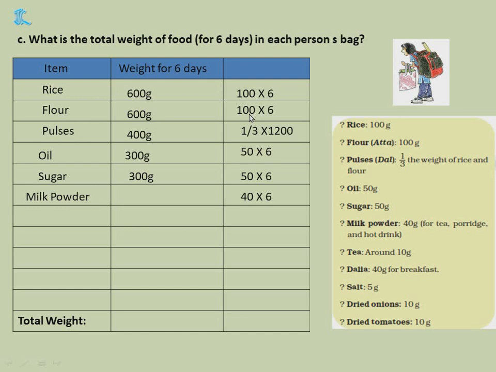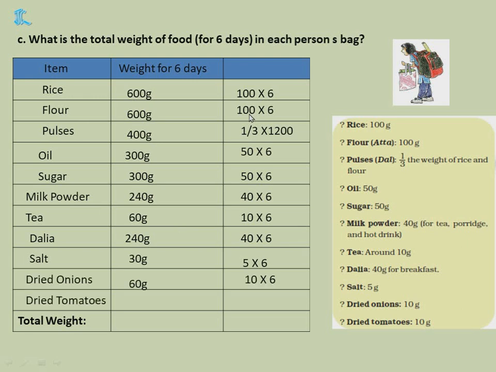Milk powder, 40 grams. 40 into 6, 240. Tea, 10 grams. So 10 into 6, 60. Dhalia, 40 grams. 40 into 6, 240. Salt, 5 grams. 5 into 6, 30. Dried onions, 10 grams. 10 into 6, 60. Dried tomatoes, 10 into 6, 60. Okay, understood?